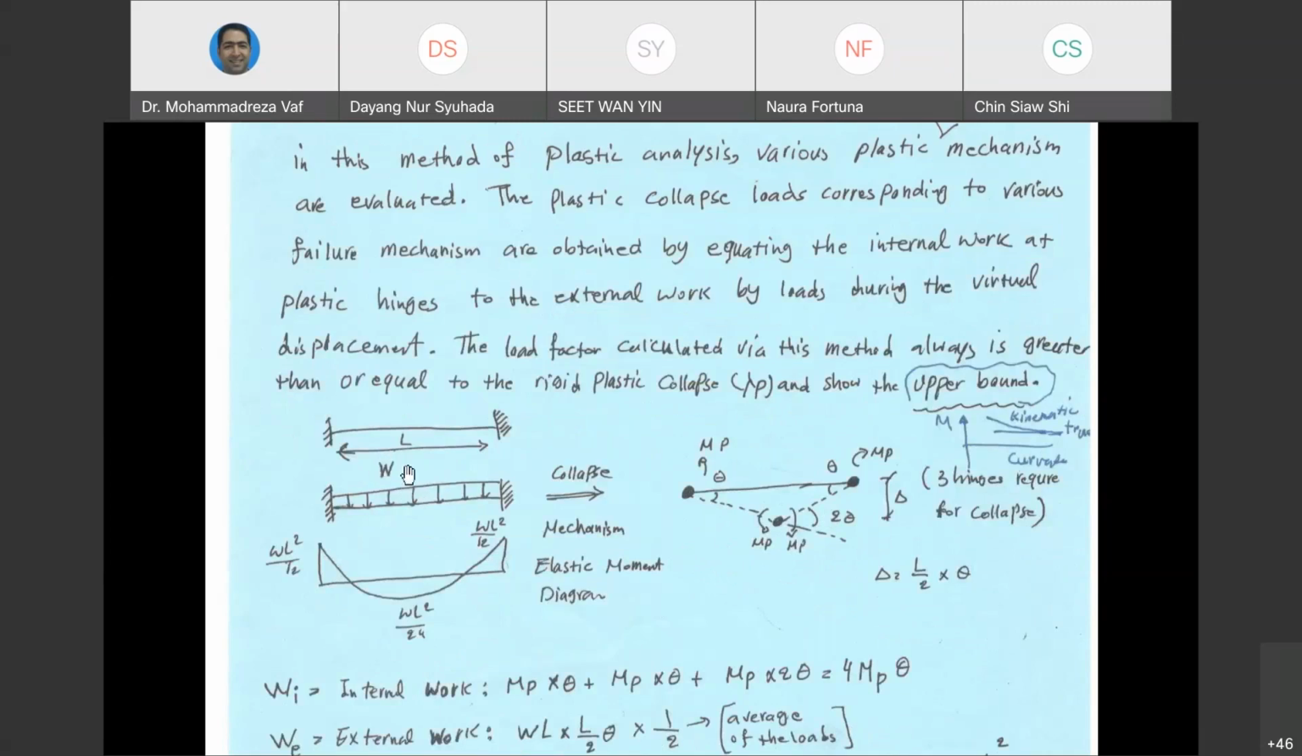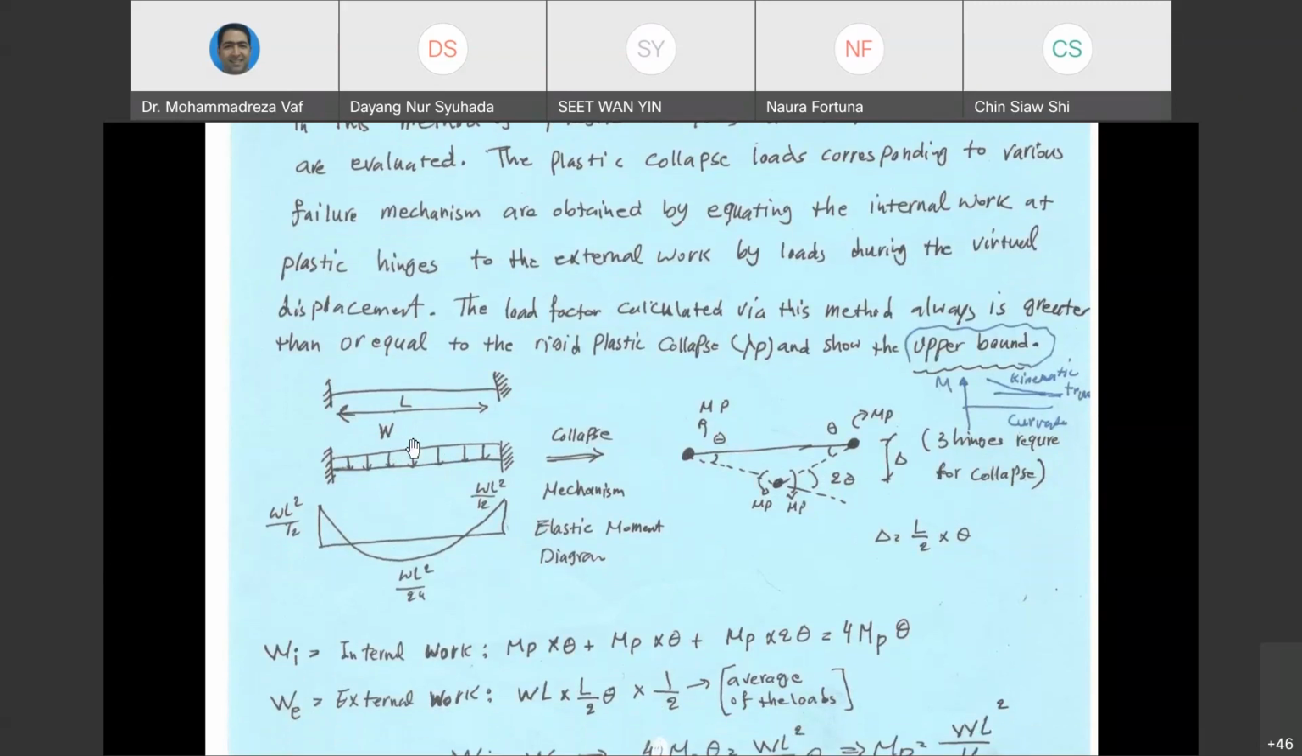For external work, again, it is going to be the value of force multiplied by its deflection. Here, since the force is uniform, we have a little bit of modification in the calculation of external work. It's going to be W multiplied by L, the point load equivalent to the total force, multiplied by delta, the deflection in the mid-span. But since the load is uniformly distributed, in order to take into account its effect, we multiply the external work by 1/2. So W multiplied by L is the point load, multiplied by delta is the work, and multiplied by 1/2, which is half of that work, is the external work. This 1/2 is only applied to the case where we have uniform load, and it is to take into consideration the distribution of force over the span.